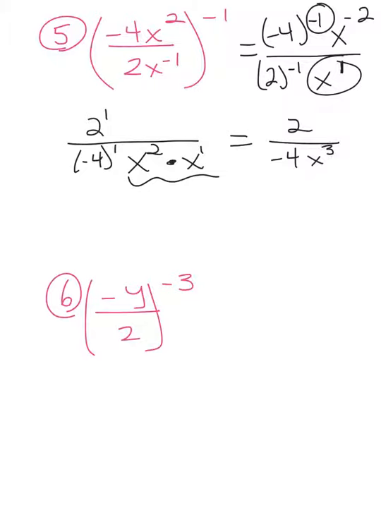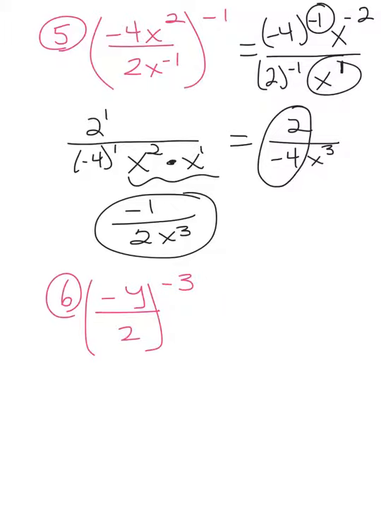Now I need one final cleanup. This 2 over 4, that simplifies to negative 1/2. And again, it doesn't really matter where you put that negative sign. We usually see it as a numerator or in front of the fraction bar. And then x to the third is fine where it is. So my final answer is negative 1 over 2x to the third. Let's look at number 6.